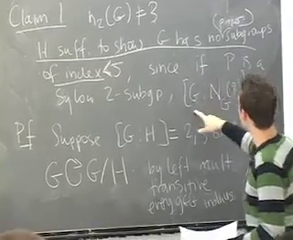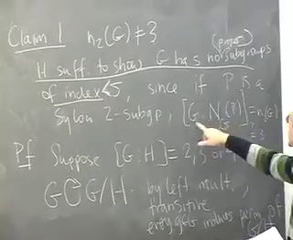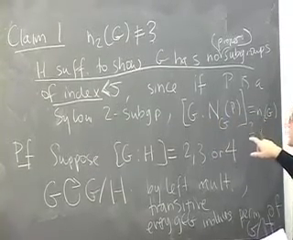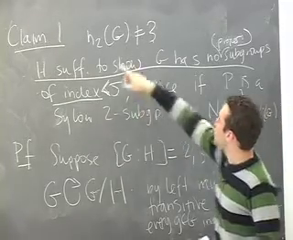And therefore, because the index of the normalizer of a Sylow 2-subgroup in G must equal the number of Sylow 2-subgroups, that number can't be 3. And so n2 of G is not 3.